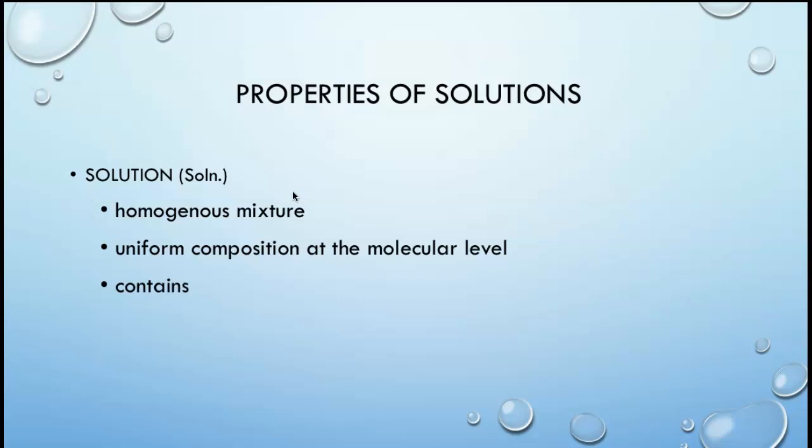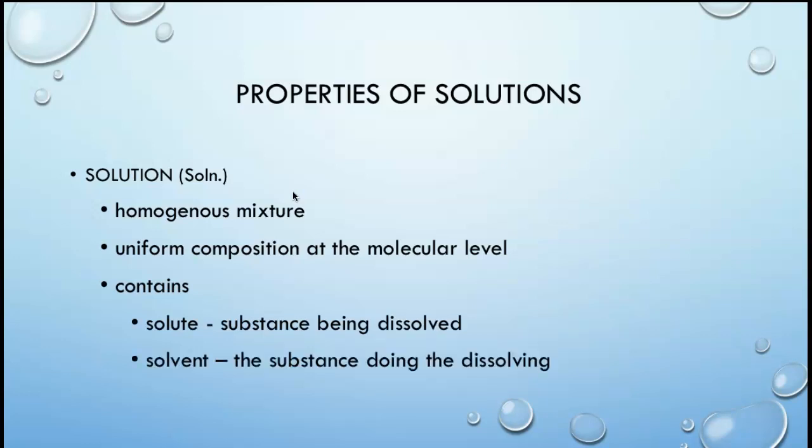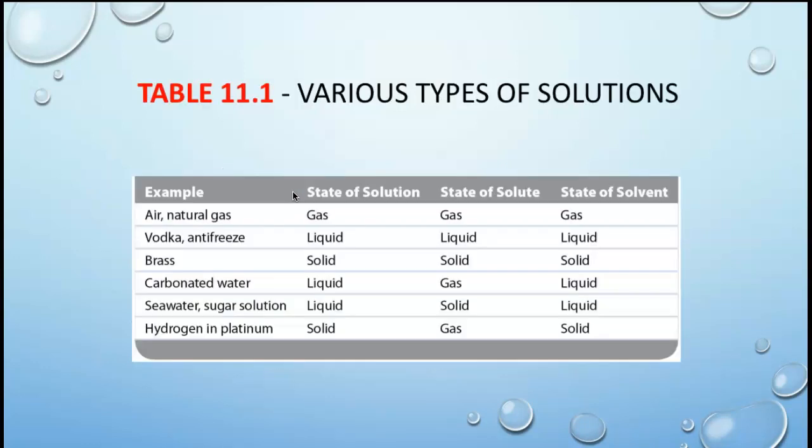All solutions contain two parts. They contain a solute, which is the substance that's being dissolved, and a solvent, which is the substance that is doing the dissolving. Now, we tend to think about a solution as dissolving something solid in a liquid, so taking some salt or some sugar and mixing it with some water and making a solution. But you can actually make solutions of many, many different types. For example, if you dissolve a gas in a gas, that would be the air that we breathe. Our air is just a solution of gases.